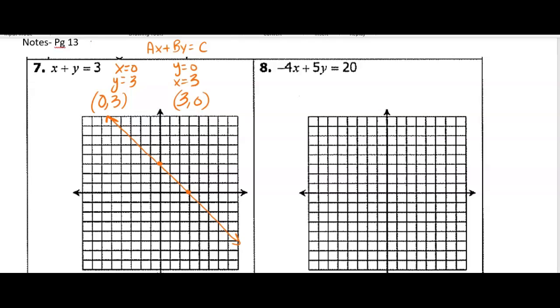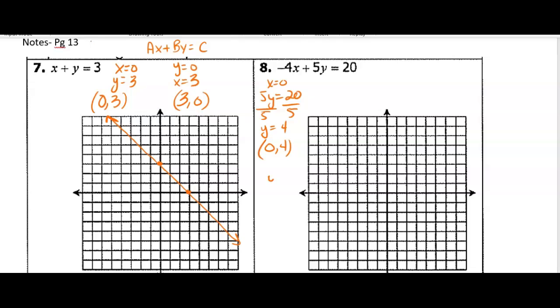All right, a little quicker now. So if x equals 0, then 5y equals 20. Don't be lazy and skip your division property of equality step. So I divide both sides by 5, and I get y equals 4. So that gives me a coordinate point of 0, 4, because that's my y coordinate.